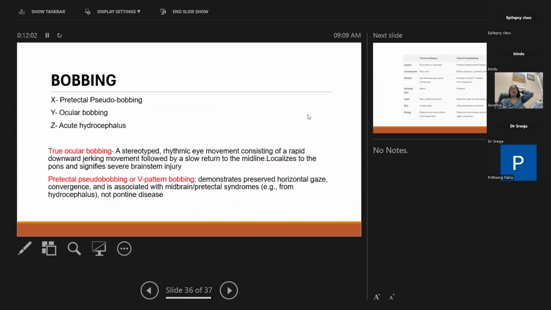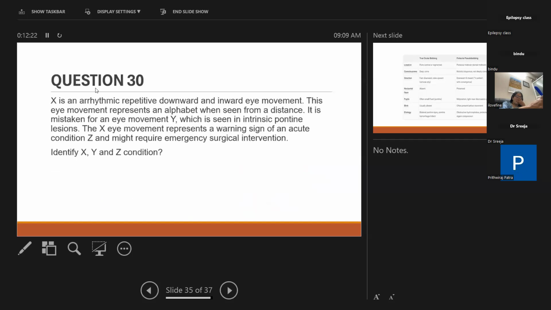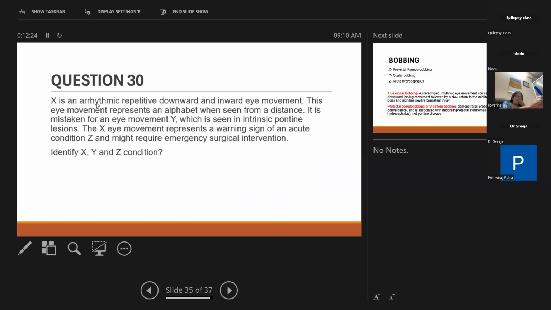X is pretectal pseudobobbing, Y is ocular bobbing, and Z is acute hydrocephalus. What is the difference between true ocular bobbing and pseudobobbing? True bobbing is a lesion in the pons, whereas pretectal is a lesion in the midbrain. How we differentiate is that true bobbing is a rhythmic movement, whereas pretectal pseudobobbing is an arrhythmic movement. Our patient had X, an arrhythmic movement, so it becomes pseudobobbing.